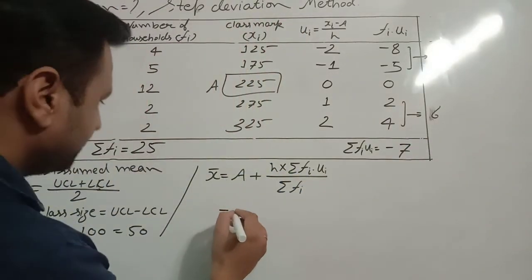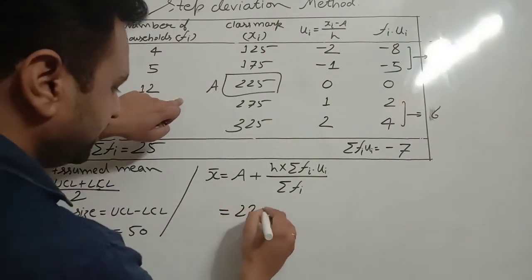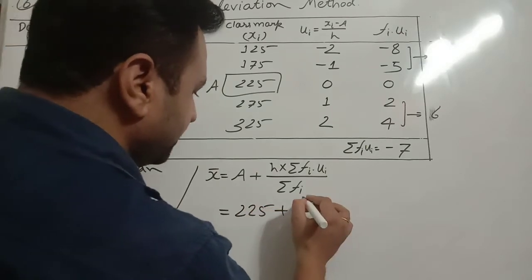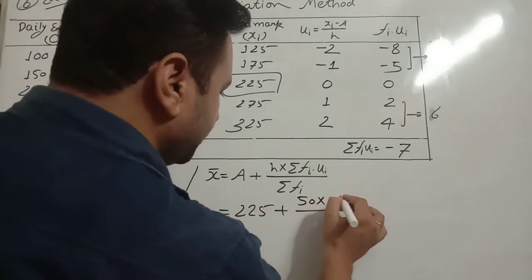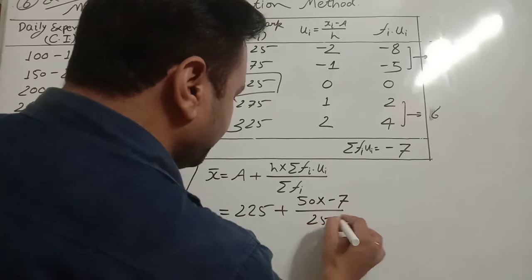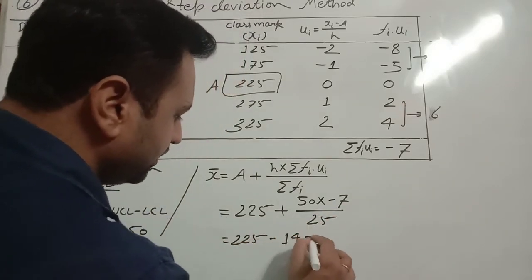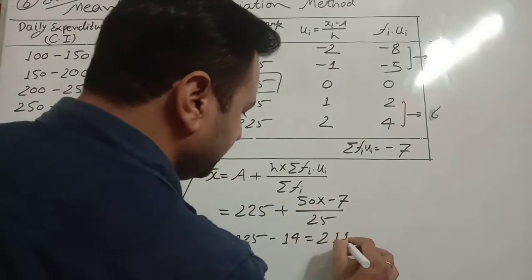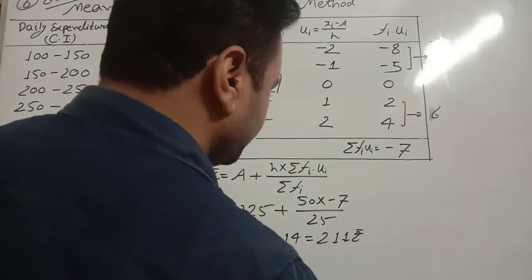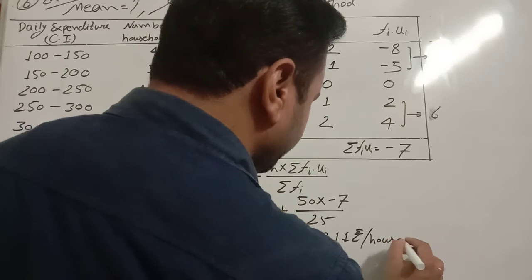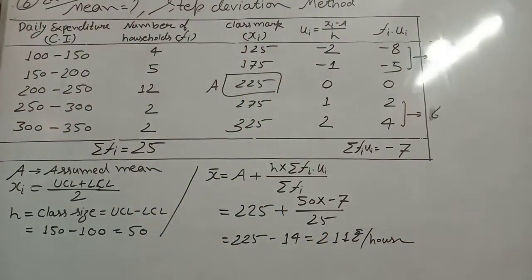Now put the value in the formula. 225 plus 50 multiply -7 upon 25. 225 minus 14 and the answer is 211 rupees per house. It means approx हर हाउस 211 rupees खर्च करता है डेली एक्सपेंडिचर. आई होप यू अंडरस्टूड. नोट डाउन इट.